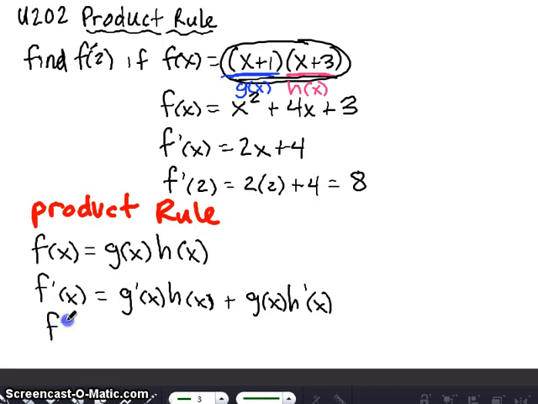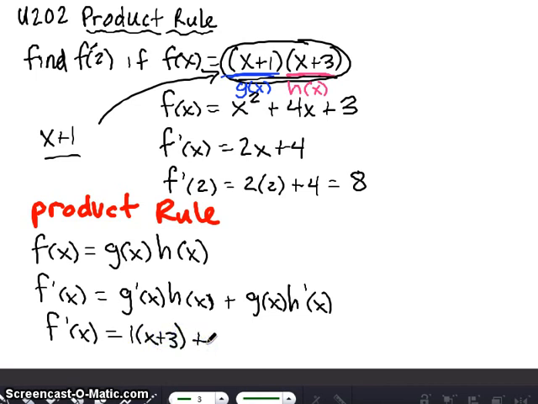So in our problem, f prime of x would be equal to, if we look at g of x as just x plus 1, the derivative of x plus 1 is going to be 1. And then we keep h of x the exact same, so 1 times x plus 3, plus, then we want to keep g of x the same, so g of x is x plus 1, and we want to multiply by the derivative of h of x. If h of x is x plus 3, then its derivative is just 1.